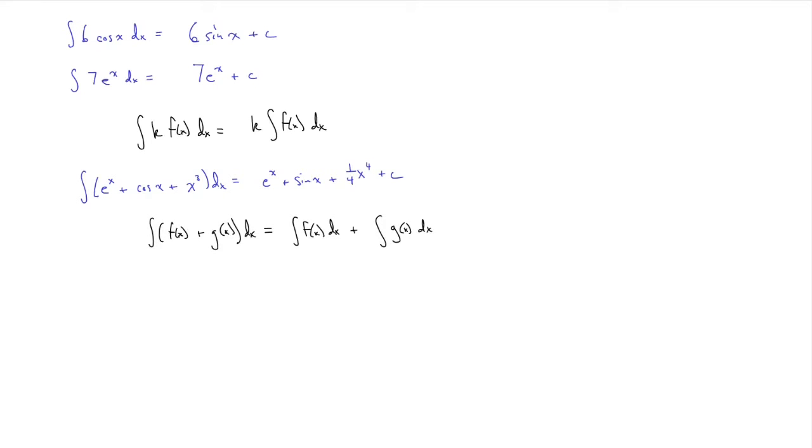And this last example illustrates the principle that the integral of the sum of two functions is just the sum of the integrals of the functions, meaning if you have functions that you're adding together inside an integral, you can just integrate each one separately and then add the results.